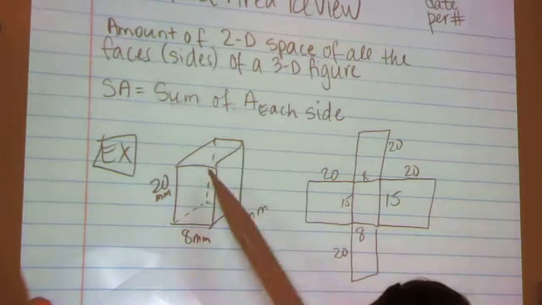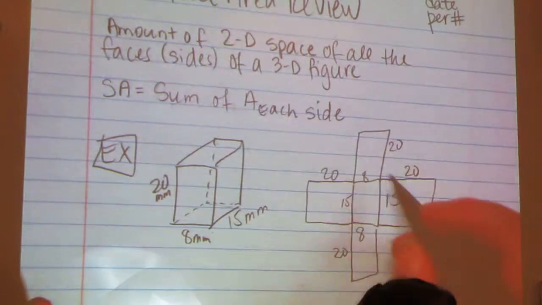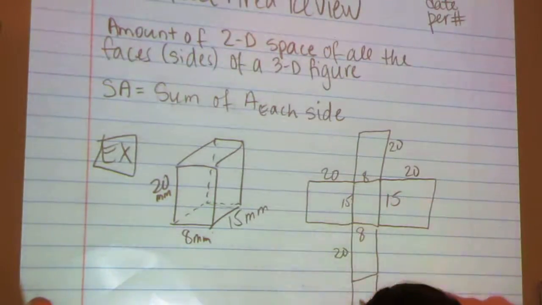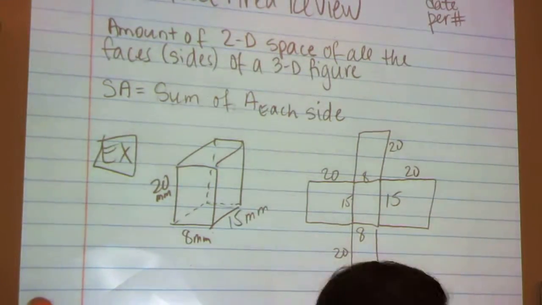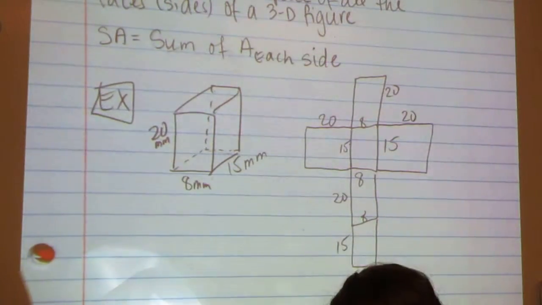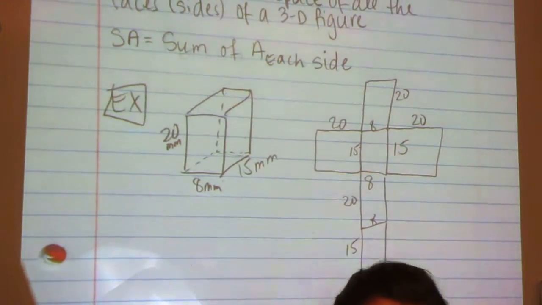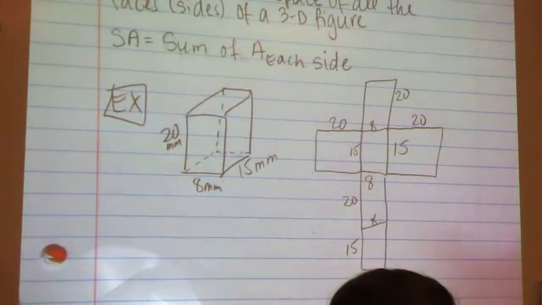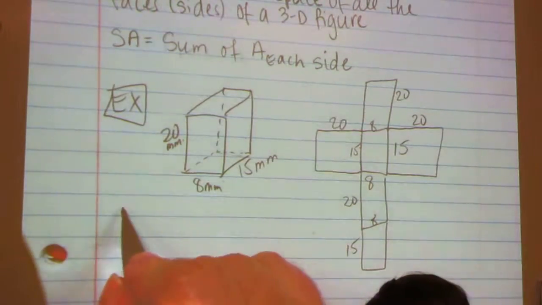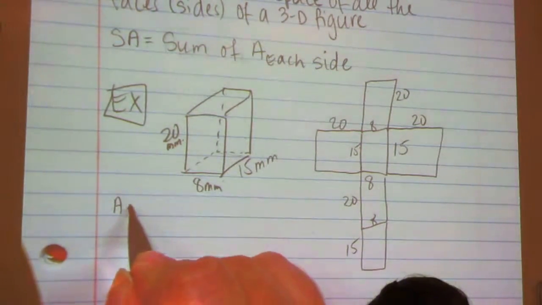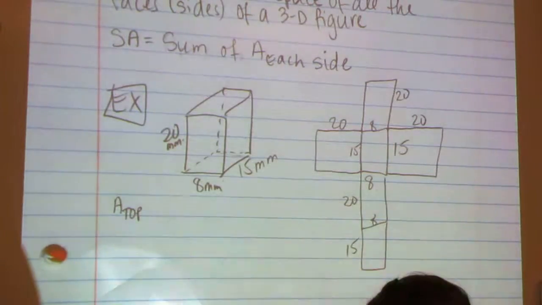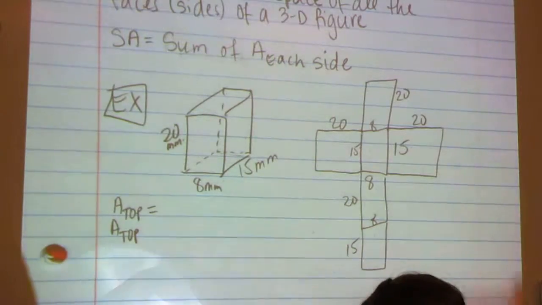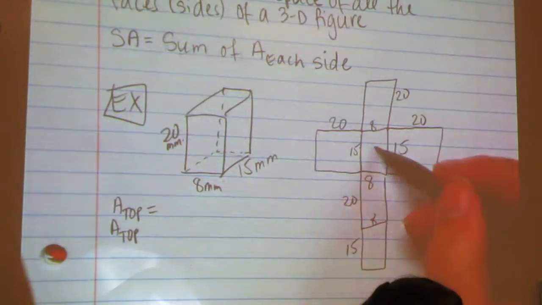And then we're left with the top. And the top is identical to the bottom. So I'm just going to attach the top here, and I know the bottom is 8 by 15, so the top is also 8 by 15. Now I find the area of all 1, 2, 3, 4, 5, 6 sides, and I add them together. So I have the area of the top and the bottom, which are going to be the same.